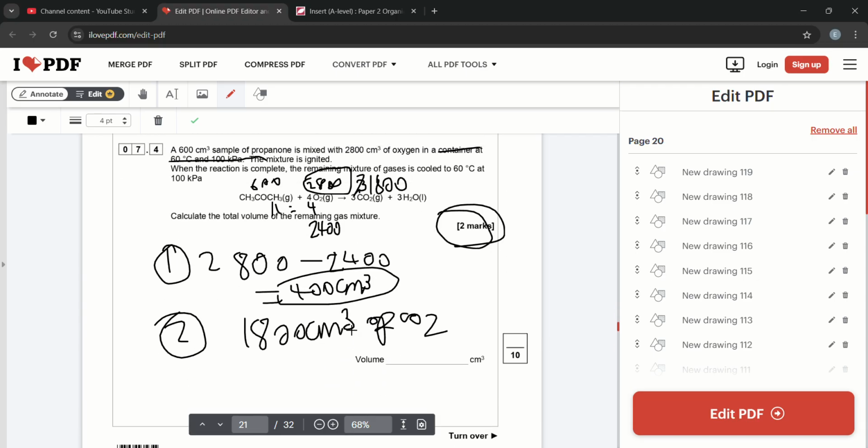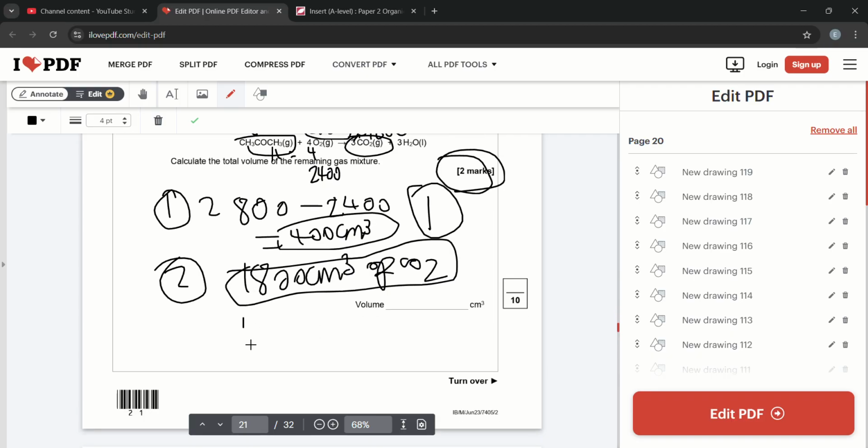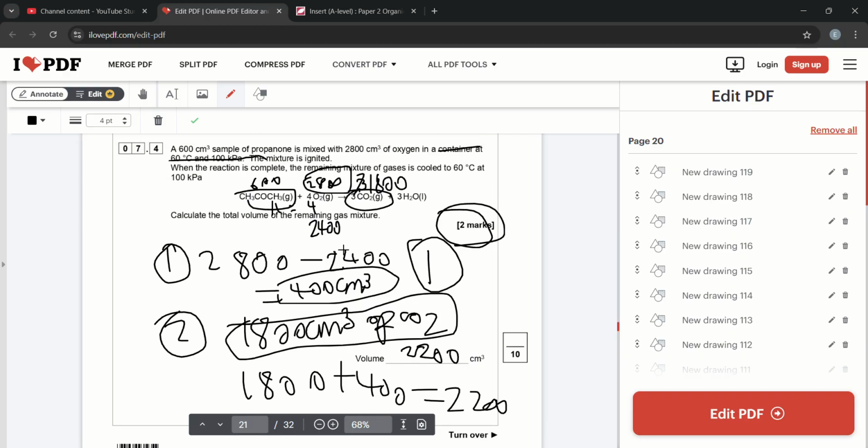Okay, now that's not it. That'll probably give us 1 mark. The second mark is identifying that this is a 1 to 3 molar ratio. We're just going to do 600 times 3 to give me 1800 centimeters cubed of CO2. Now that I've done that, I can just do 1800 plus 400, which gives me 2200. Therefore 2200 centimeters cubed is the total volume of the remaining gas mixture.